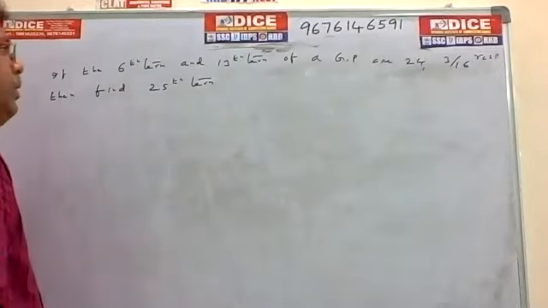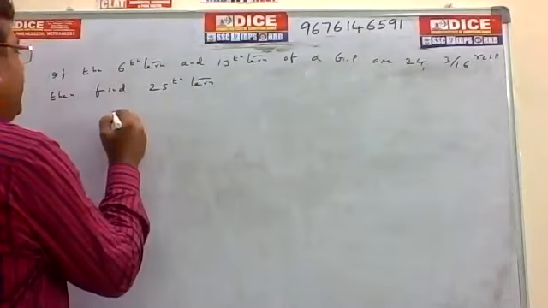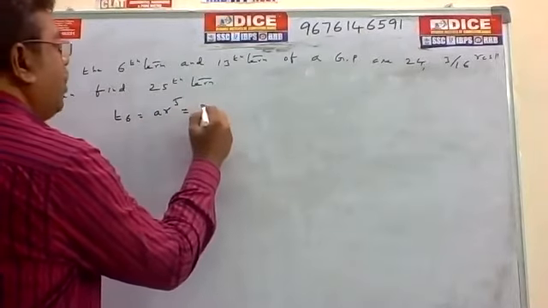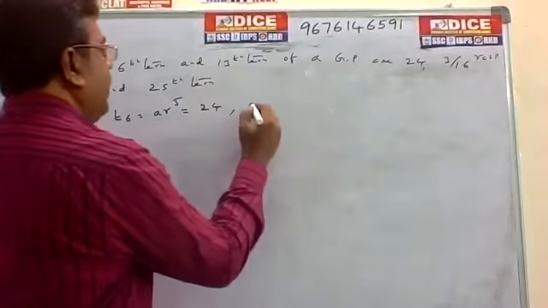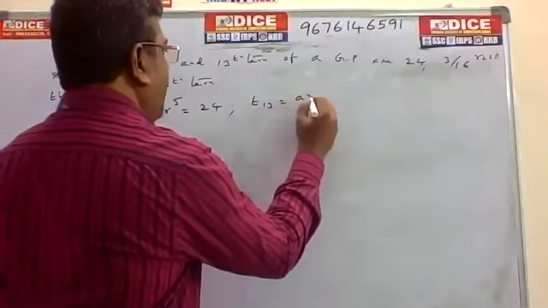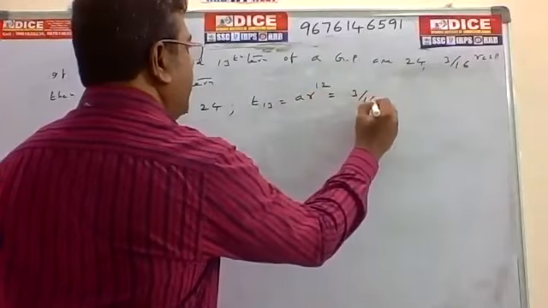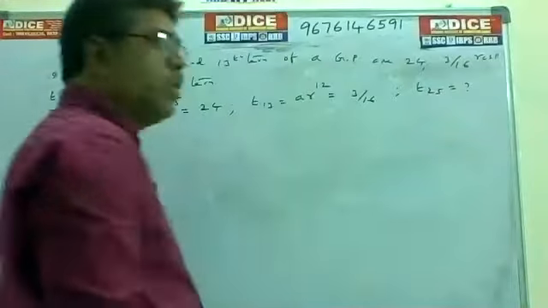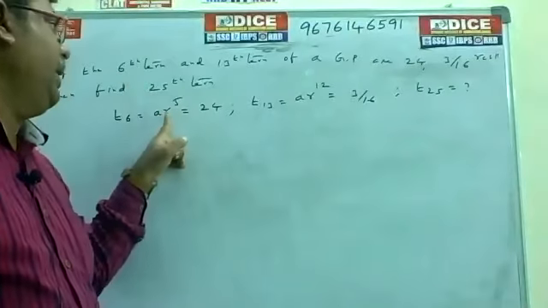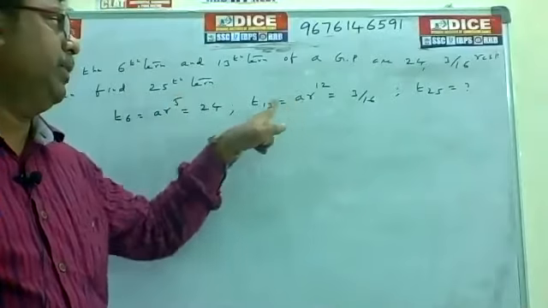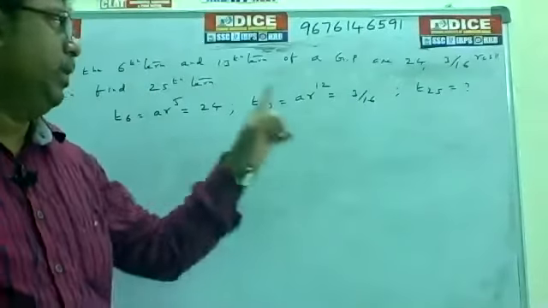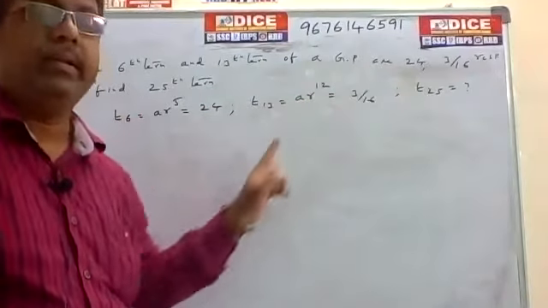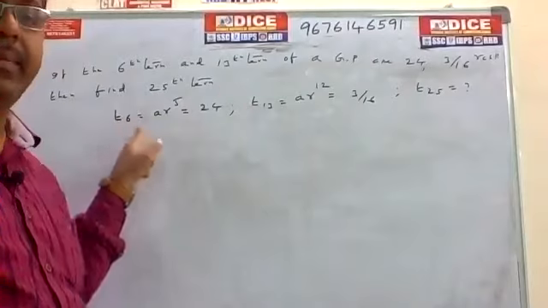Now see how to find this one. He was given the sixth term, means T6. T6 is equal to A into R to the power of 5 is equal to 24. T13 is equal to A into R to the power of 12 is equal to 3 by 16. And he is asking for T25. So Tn is equal to A into R to the power of n minus 1. That's why 5, 13 is 12, n minus 1 is 12. So the given data is T6 is equal to 24, T13 is equal to 3 by 16. And this is TP, this is TQ.